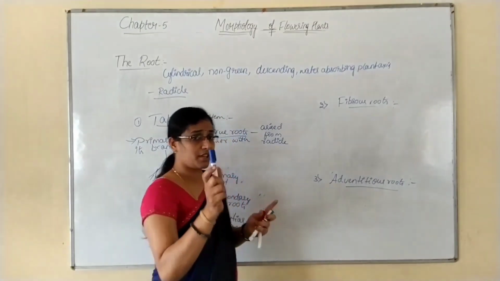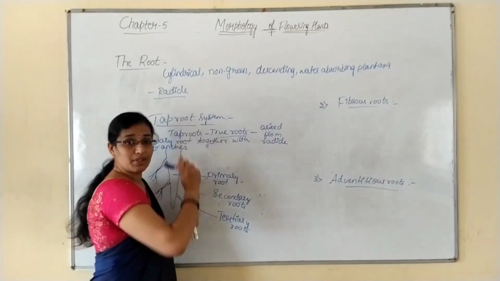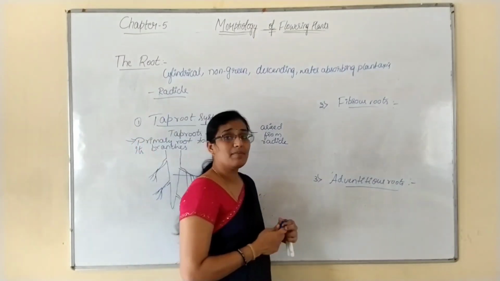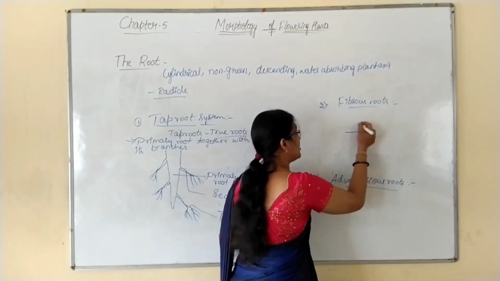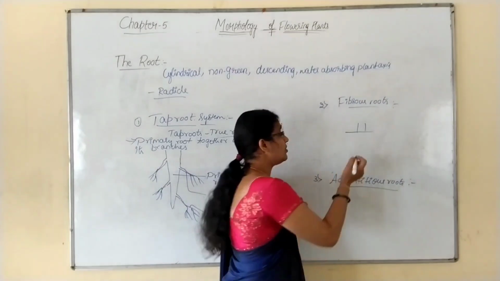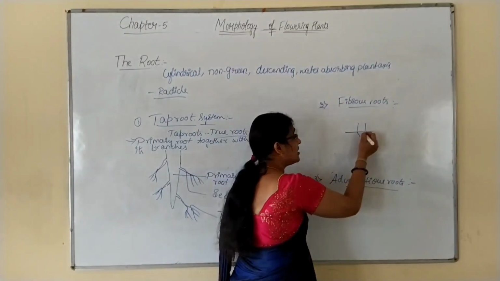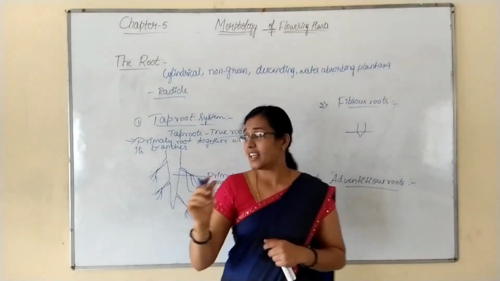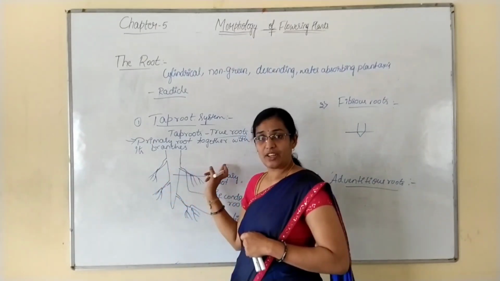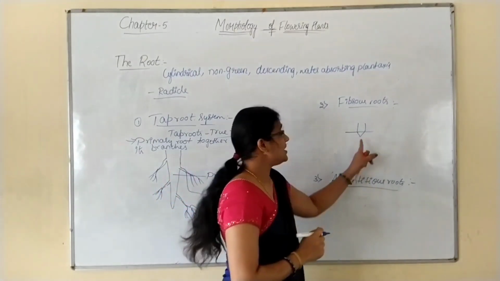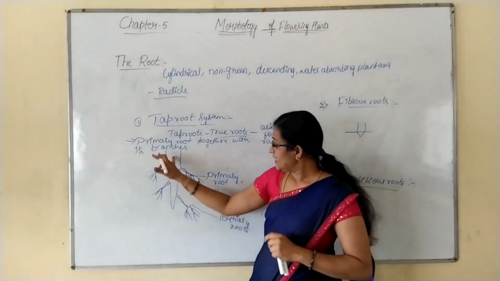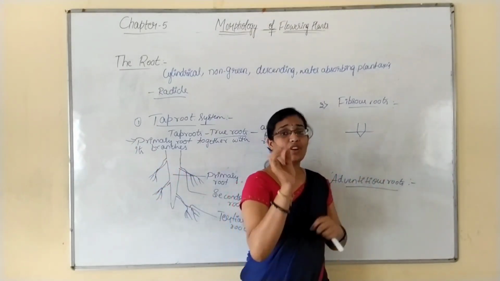I told you usually roots arise from the radical part of the embryo. But in some plants what happens? Unfortunately, the root which has arisen from the radical is called the primary root. But in some plants what happens? This primary root is short-lived.